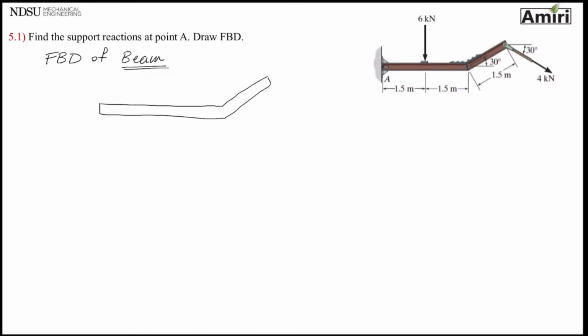Step two is to put in the active forces that are trying to mess up the equilibrium. We have a force here and we have another one at a 30-degree angle right here, 40 kilonewton. That's the only two I see. Now we have to put in the reactive forces, the forces that are holding this beam, which is this point A, which is a type of fixed support. It's either welded or bolted to the wall.